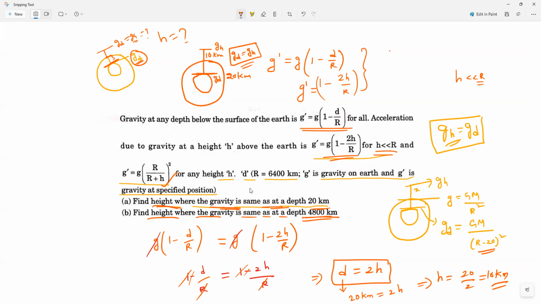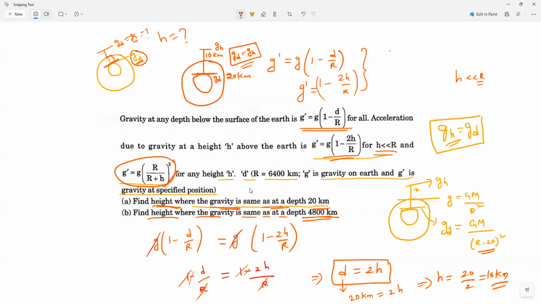Yes or no? Yes, sir. So then we have to take it now. At the above height, we have to take this formula or this formula. Which formula is preferred? G into R by R plus H. That is what you have to use.